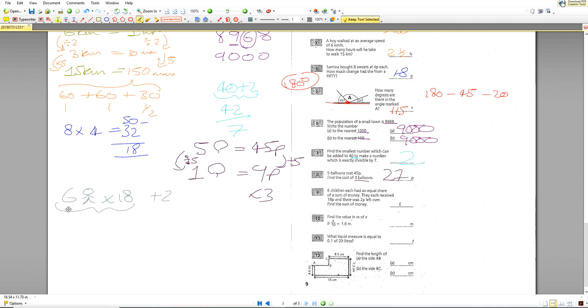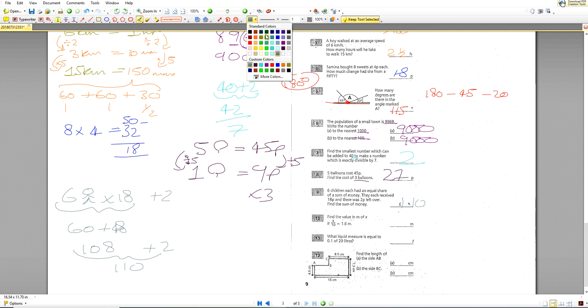That'll give you 60 plus 48, which is 108. And then we add the 2, so that'll give you 110. £1.10. Done. Lovely. Next question.